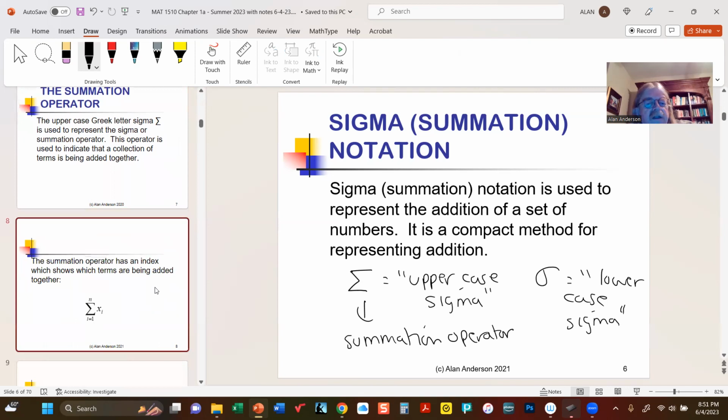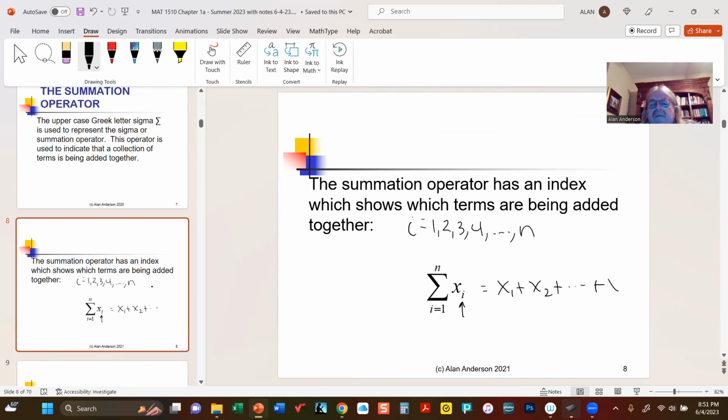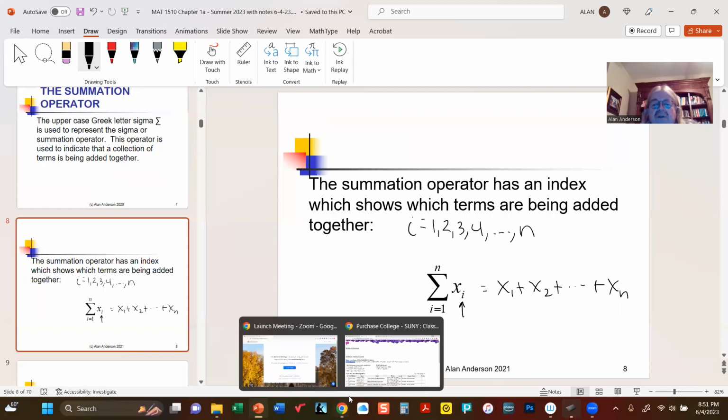So let's take a look at a specific case. What this is telling me to do is take whatever x is, some variable, which is indexed by i, and the possible range of values for i is from 1 to n. So what this is basically doing is saying to do the following. That's all it is. It's that simple.